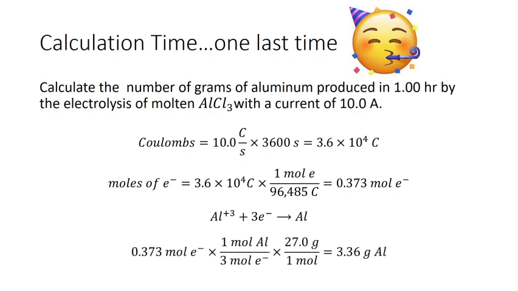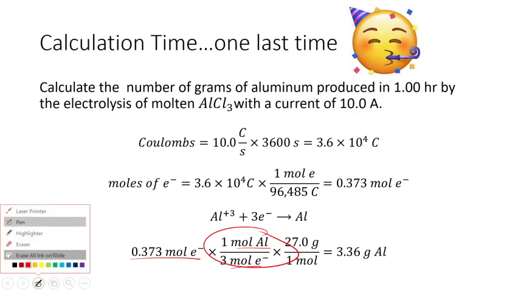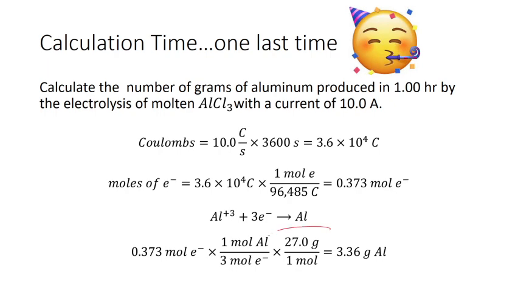And we are going to set up a stoichiometry problem where we have our value that we know, right, our 0.373 moles of electrons. We have our mole ratio of 1 mole of aluminum to 3 moles of electrons. And then to convert from moles to grams, our good old atomic mass of 27 grams per 1 mole for aluminum. And in the end, we find that we have 3.36 grams of aluminum that is produced from this reaction in 1 hour with that particular current.